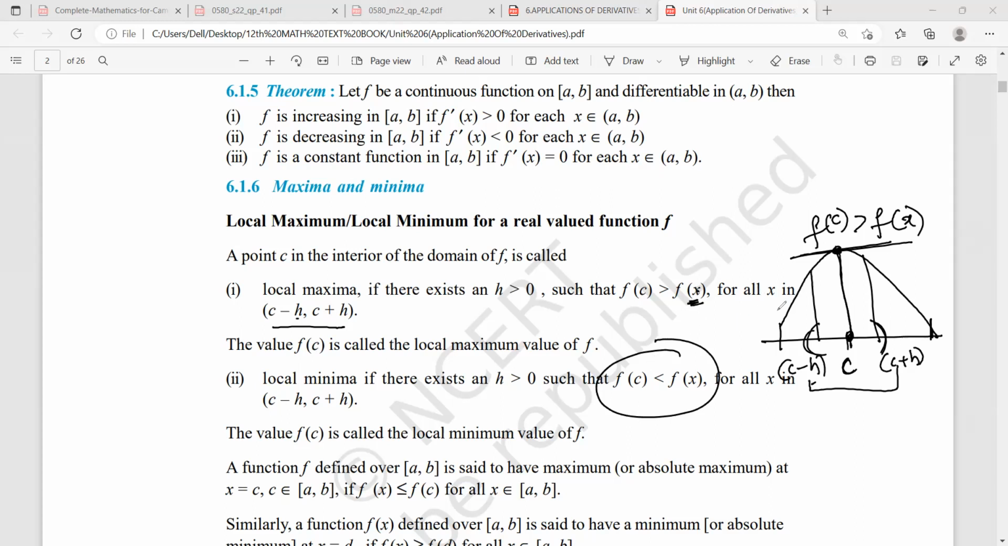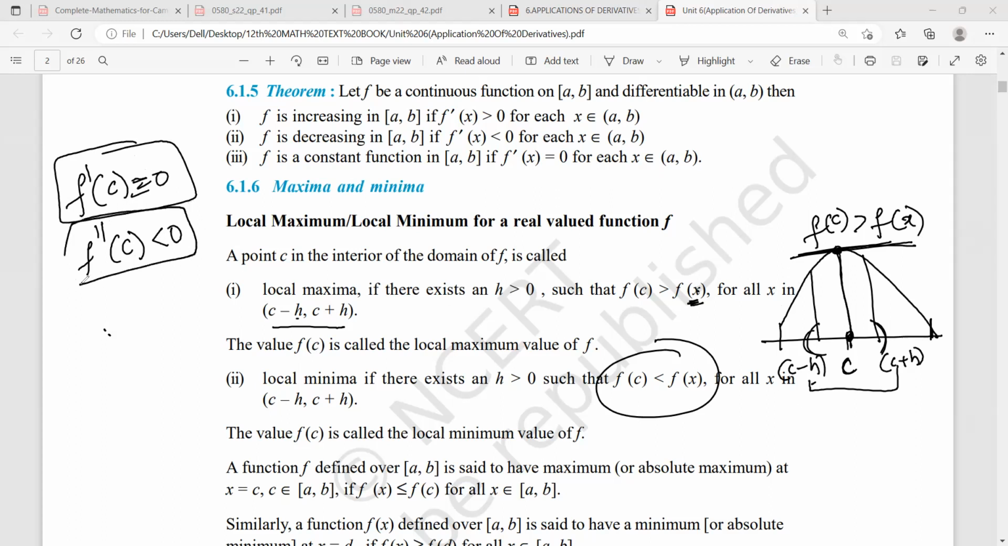For local maximum and local minimum, the first derivative will be 0, that is f dash of C is 0. But the second derivative f double dash of C will be less than 0 for a local maximum. If f double dash of x is less than 0, then f will have a maximum.